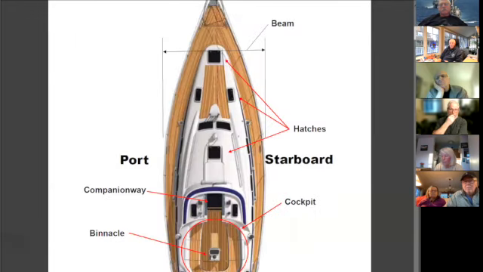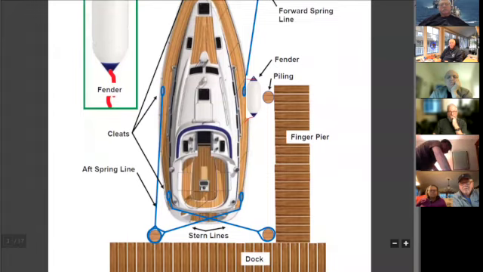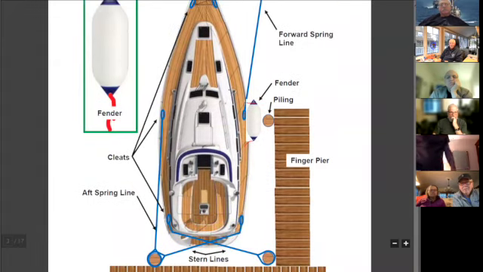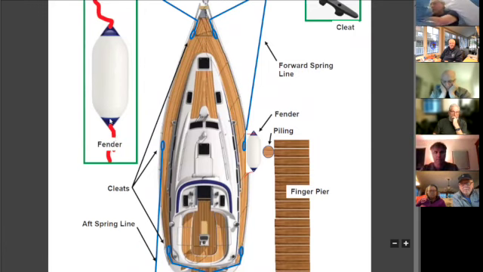And then just some standard terms on some of the nomenclature on the boat. What's the companionway, the binnacle, where's the cockpit, et cetera. If anybody has any questions, and I thought it was good to show some of the lines, like the bow lines. The forward spring line keeps the boat from going backwards. The aft spring line keeps the boat from going forwards. The bow lines and the stern lines are to keep the boat centered in the slip. Fenders will typically have some pennants attached to them so that you can attach them to the boat.